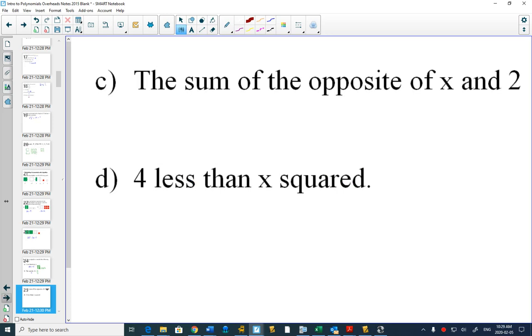The sum of the opposite of x, okay, opposite of x is a negative x, and it's a sum. Is sum adding, subtracting, multiplying, or dividing? What does the word sum mean? It's not multiplying. Adding. Sum is adding. Opposite of x plus 2. So when we draw this, there's our rectangle for x, not shaded in because it's the negative x. And then 2, those would be shaded in.